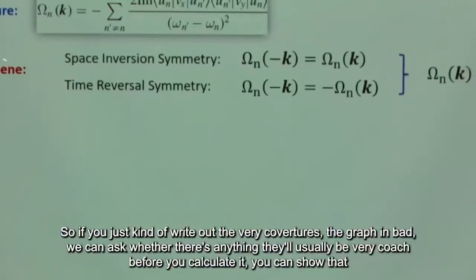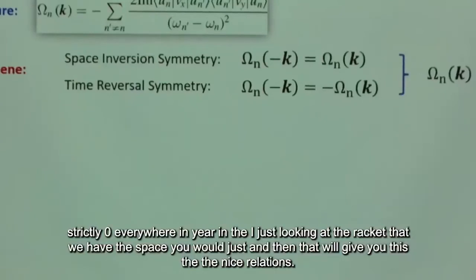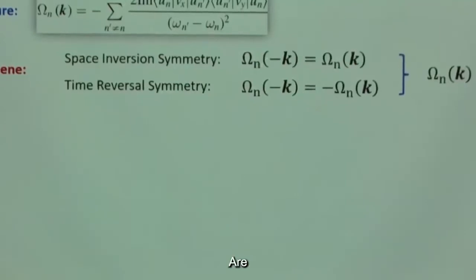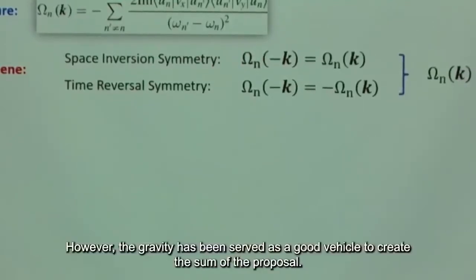By just looking at graphene, we have space inversion symmetry and time inversion symmetry in there, right? And that gives you nice relations, a property of the Berry curvatures. To satisfy this, basically you have to set the Berry curvature equal to zero everywhere in your graphene. So in that regard, graphene is not topological at all.